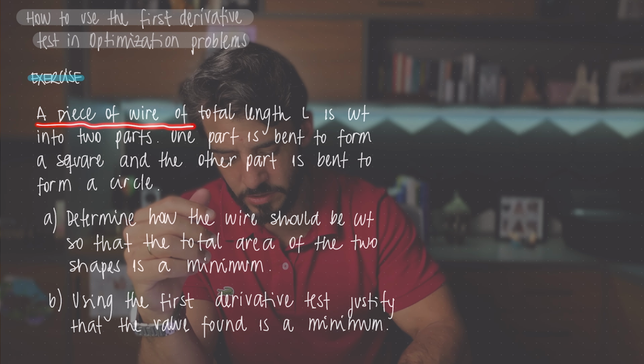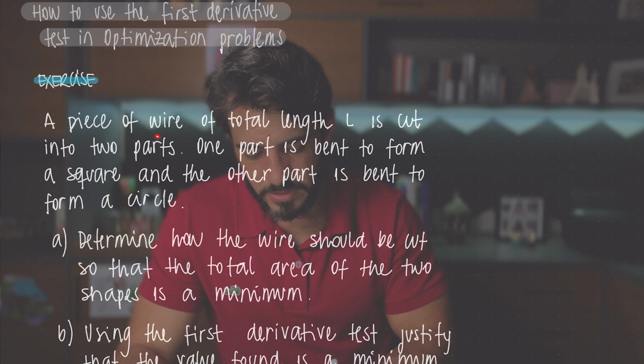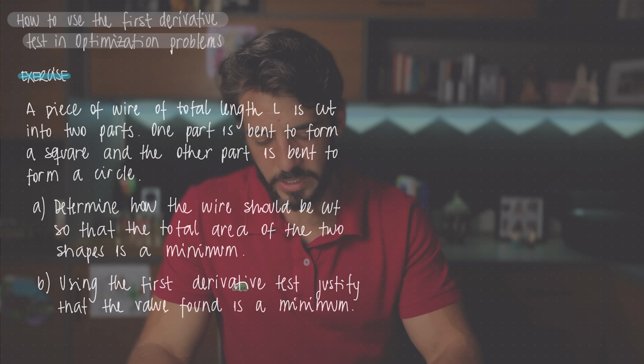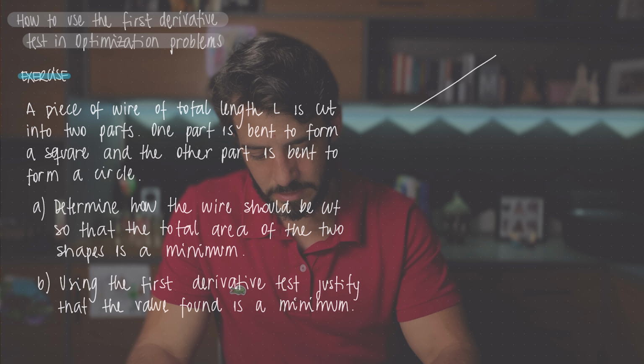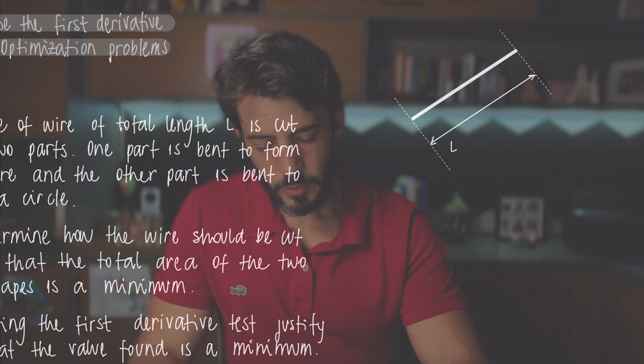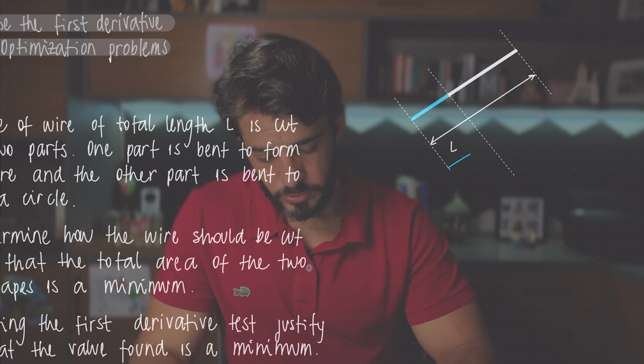We have a piece of wire of total length capital L, which is a constant, and that piece of wire is cut into two parts. One part is used to form a square, and the other one is used to form a circle. So let's create a little sketch for that. Let's say that this is our piece of wire. This piece of wire has length L, and we are going to cut it in order to use part of this piece of wire to form a circle.